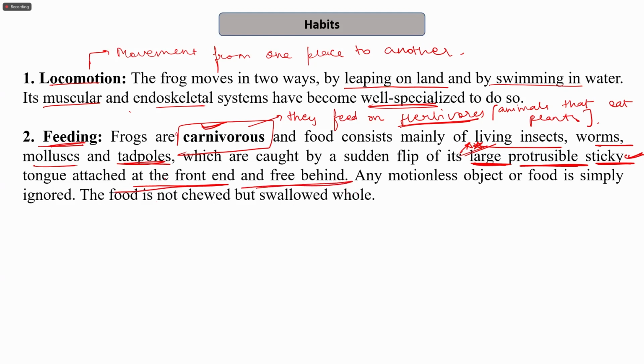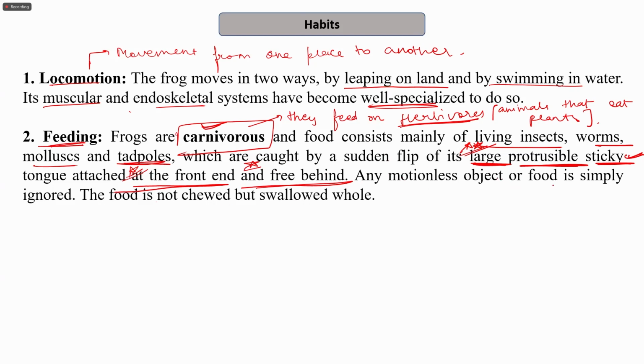So it is attached at the front end and it is free behind, unlike the tongue we humans have, which is not attached at the front end but is attached at the back end. So unlike humans, frogs have a tongue which is attached at the front end and free at the back end. The characteristics of the tongue are very important: it is a large, protrusible, sticky tongue which is attached at the front end and free behind, and this allows easy catching of the prey.